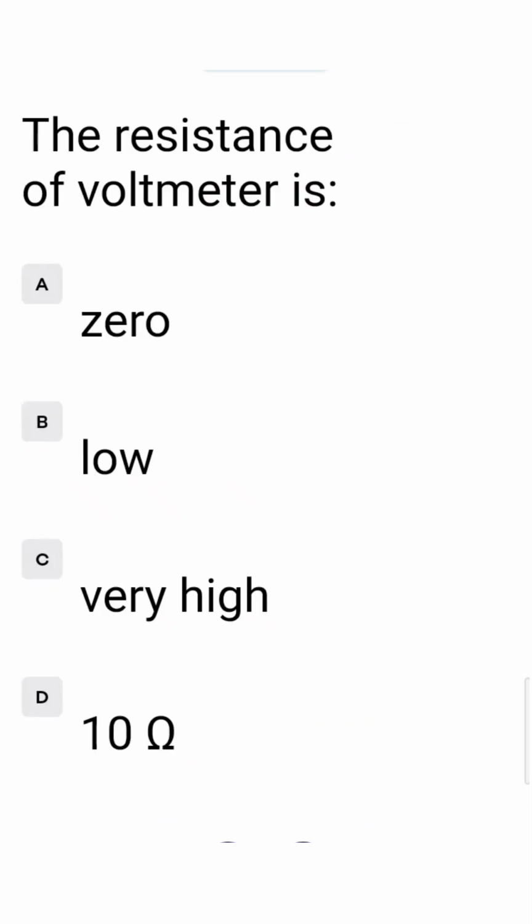The resistance of a voltmeter is: A. 0, B. low, C. very high, D. 10 ohm. The resistance of a voltmeter is very high, that is in option C. So we take option C.